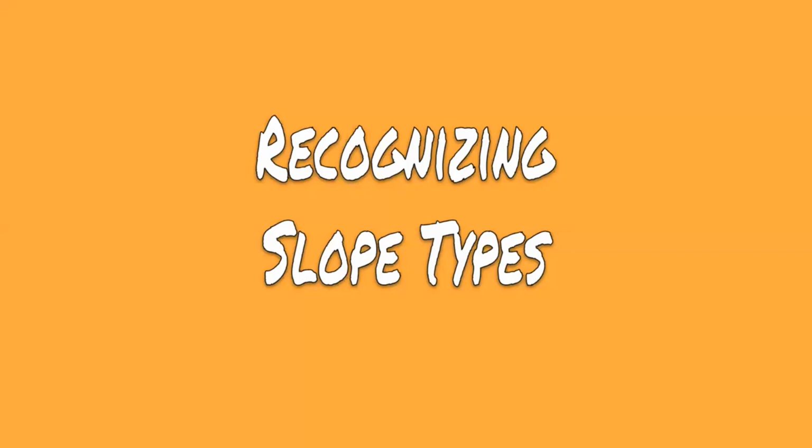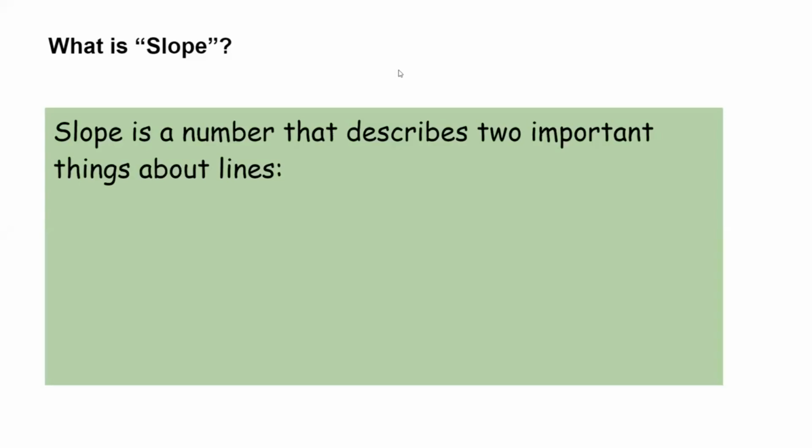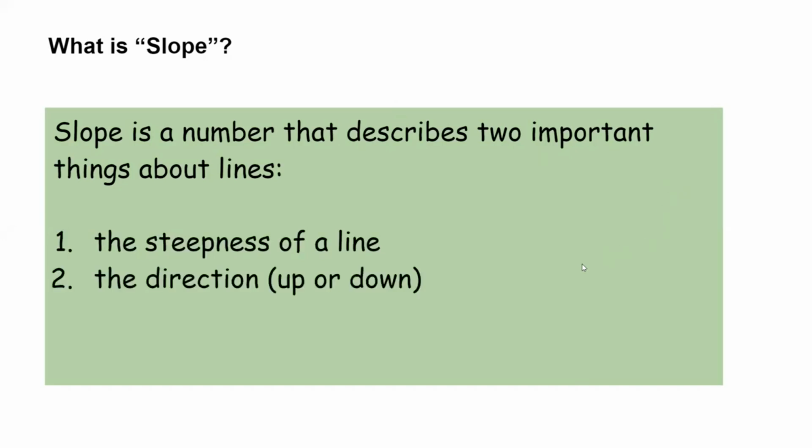In this video, I'm going to talk about recognizing different slope types without actually trying to measure them. Slope is a number that describes a couple of important things about the characteristics of a line: the steepness of the line and the direction, whether it's going up or down from left to right. We'll talk about that a little bit more in a minute.